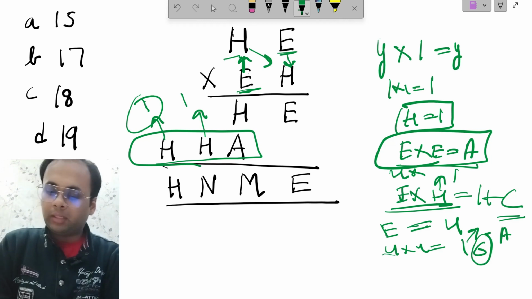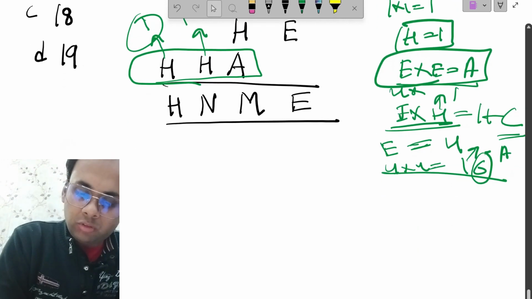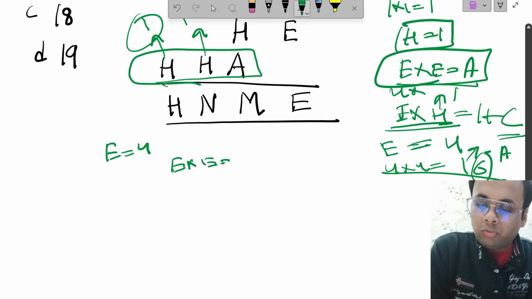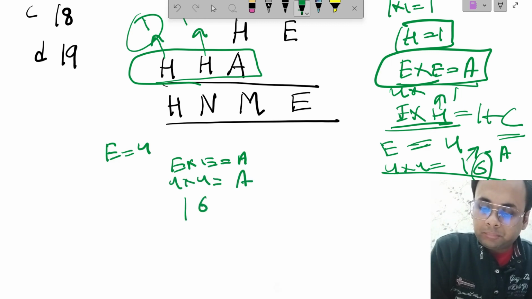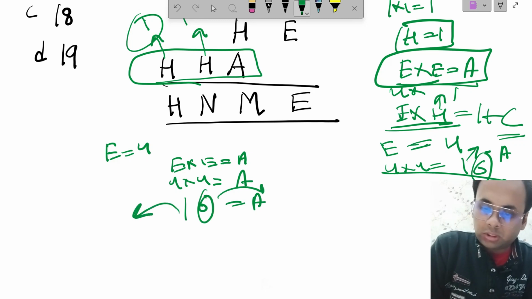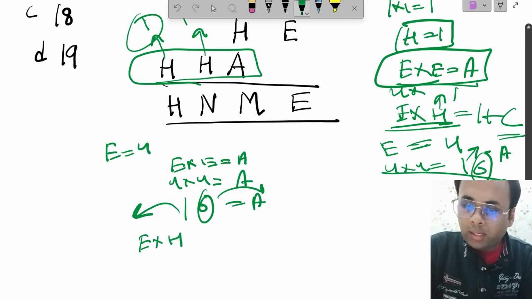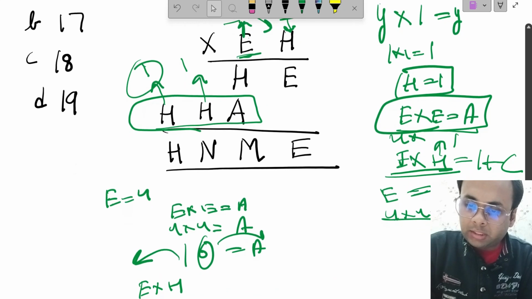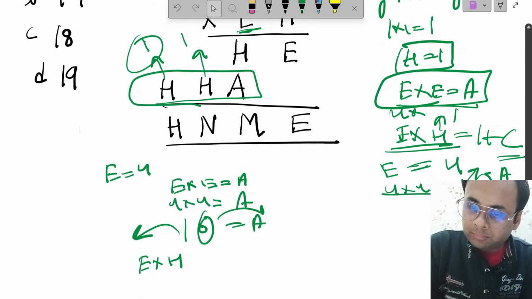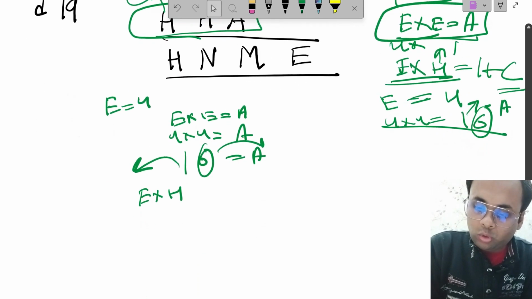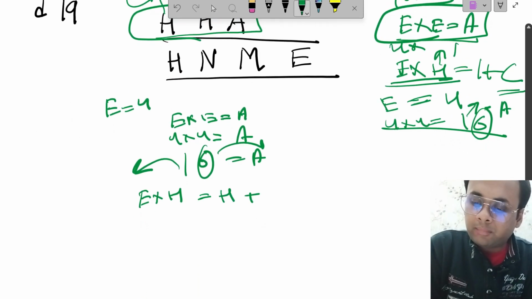You understand that? Let me just explain you again. If e is equal to 4, then e into e should give a, which is 4 into 4 equal to a. In that case, it comes up 16. So a should be 6, and this carry should go in the next step, which is e into h. What is the result of e into h? It is h. E into h gives h with a carry of 1.